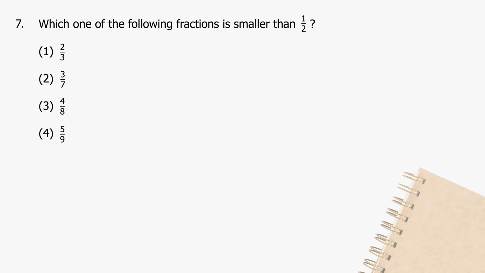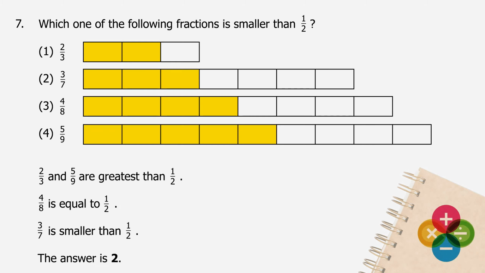Question 7. Which one of the following fractions is smaller than 1/2? Two-thirds and 5/9 are greater than half. 4/8 is equal to half. 3/7 is smaller than half. The answer is 2.